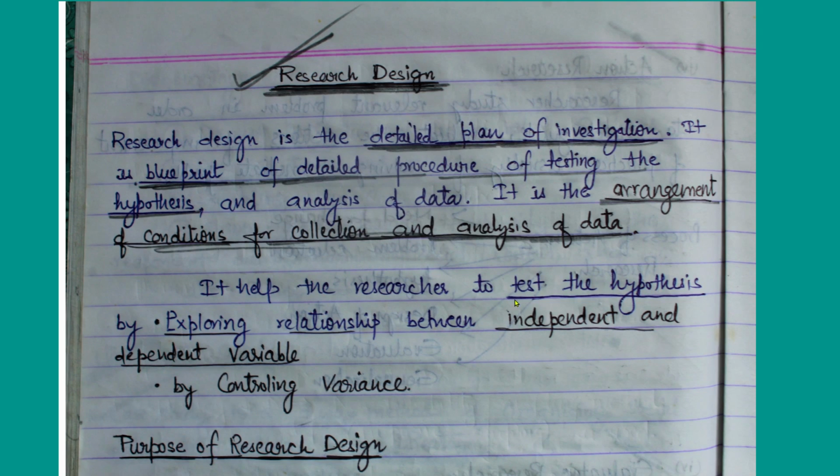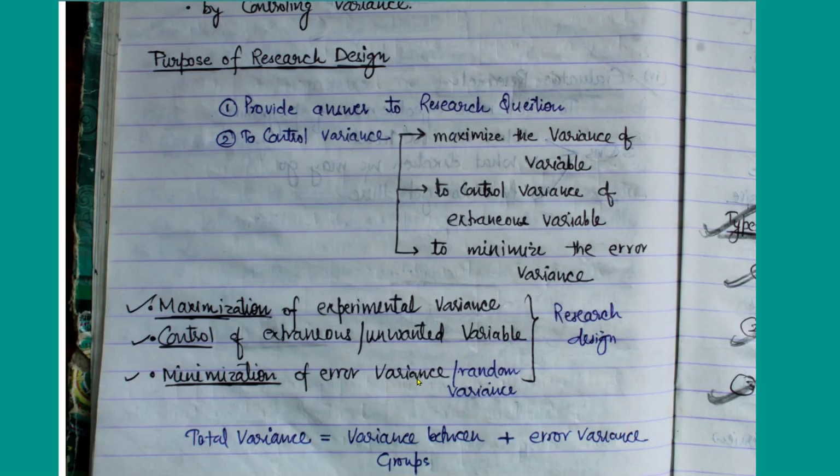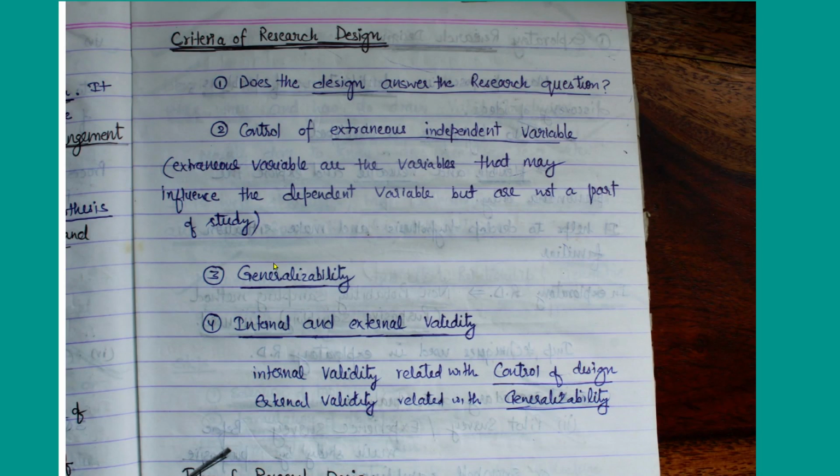It helps the researcher to test the hypothesis, exploring the relationship of independent and dependent variables by controlling variance. So the purpose of research design, in that book also, is to provide answers to the research question and to control variance. From controlling variance there are three things: max, min, con: maximization of experimental variance, control of extraneous variance, minimization of error variance. Same thing is repeated. Again, the criteria of research design, four things I have always explained to you.